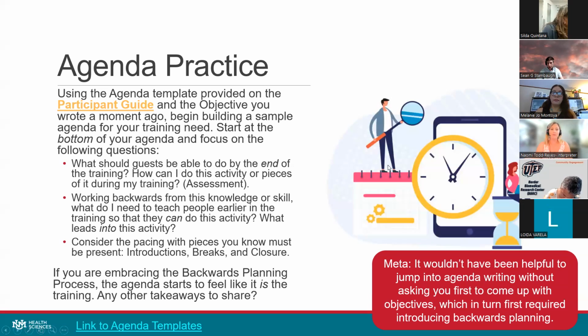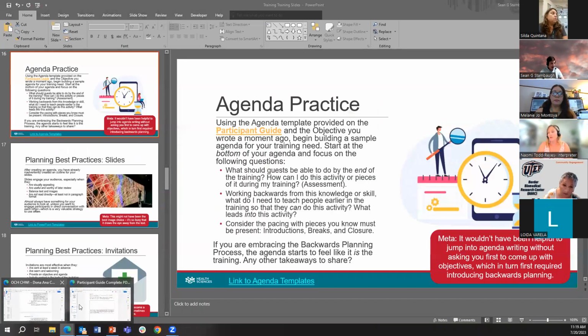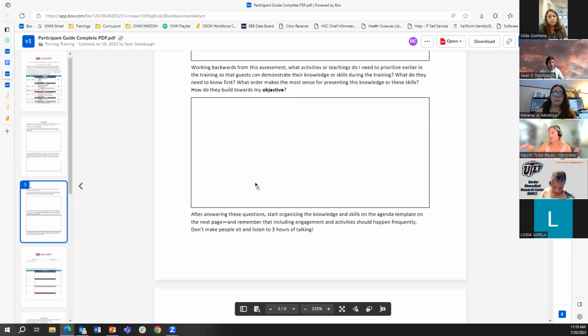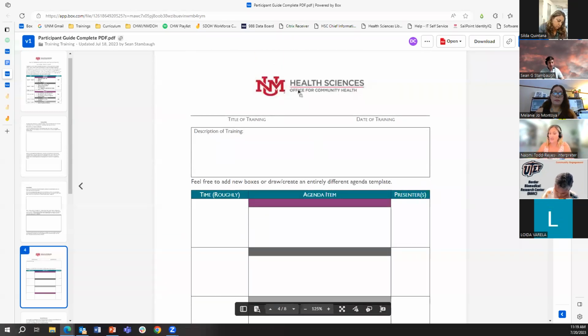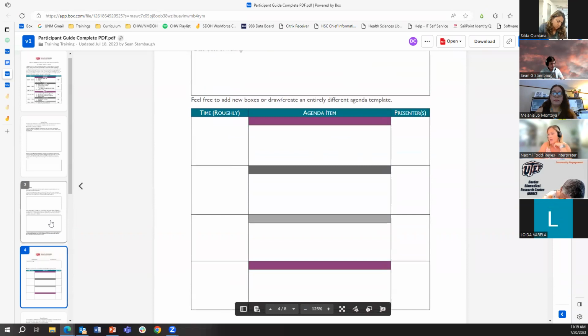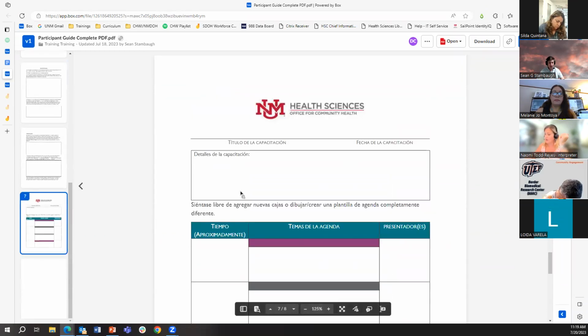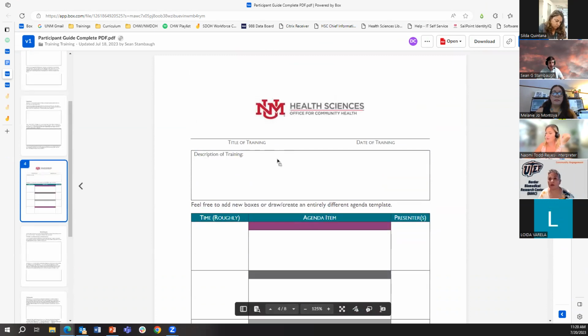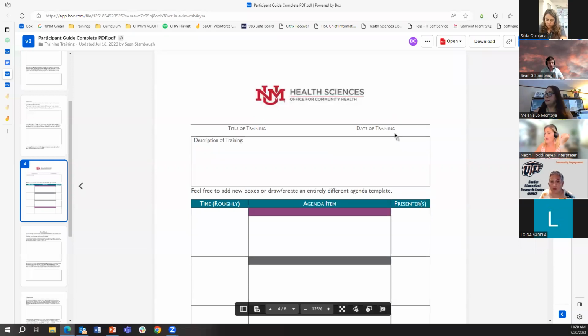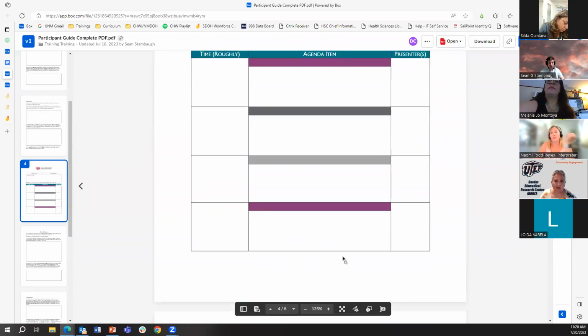So with that info, let's go ahead and go back to the participant guide. And if you go on to the next page, it will look like this. It has a blank agenda template. This is on page 4 in English, and I believe it's page 7 in Spanish. And it has spots for you to start planning things like the title and the date of your training. But I'd really encourage you to start in the bottom section. What do you want folks to know and do at the end of your training? And then how, in these previous sections of your training, do you build up to that?